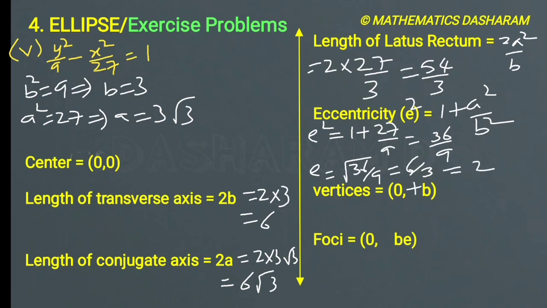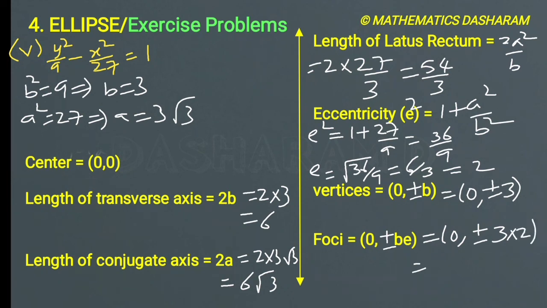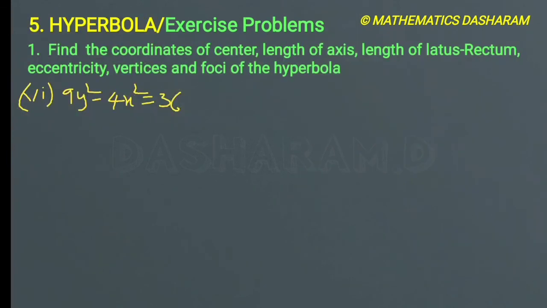Vertices 0 comma plus or minus b, so 0 comma plus or minus b value 3. Next, foci 0 comma plus or minus b into e, b value 3 and e value is 2, then 0 comma plus or minus 6. Sixth question, 9y square minus 4x square equals 36. Let's convert into standard form of a hyperbola. So 36 transfer to the left side, then RHS is 1.